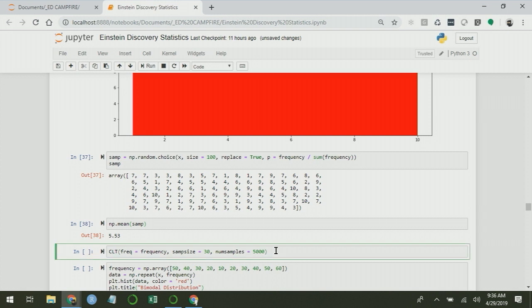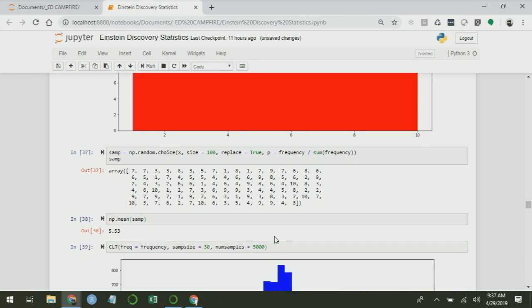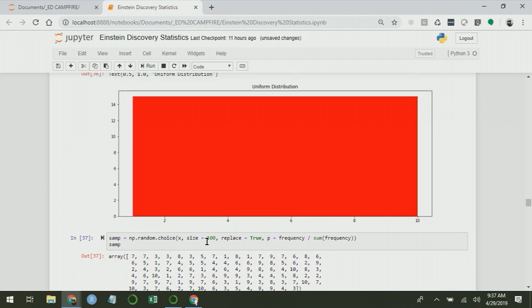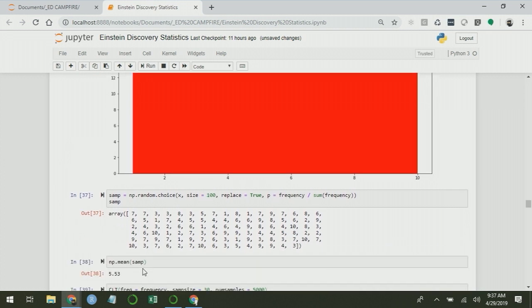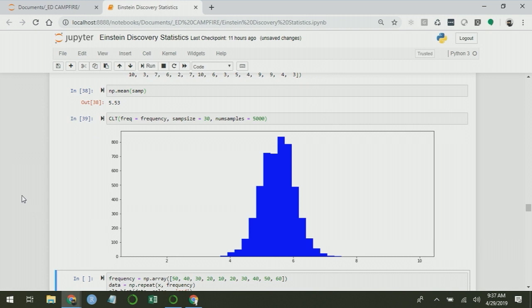Now, what the central limit theorem says is if I take all possible samples from this distribution and calculate the mean of all of those samples, these means will follow a bell curve. Now, I don't have the compute power or time to take all possible samples, but I can take 5,000 of them to demonstrate this concept. So starting with this data, I took a sample, calculated the mean, and I did that 5,000 times. And if I look at the distribution of those means, this is what I get. This is a normal distribution.